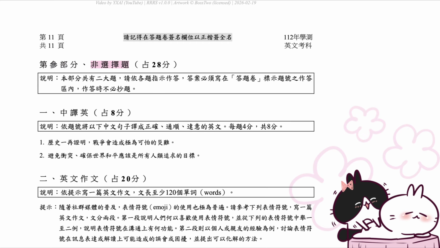Part 3. Constructed response questions. 28 points. Directions. This section has two major parts. Follow the directions for each question. Write your answers in the answer spaces on the answer sheet, marked with the question numbers. You do not need to copy the questions.